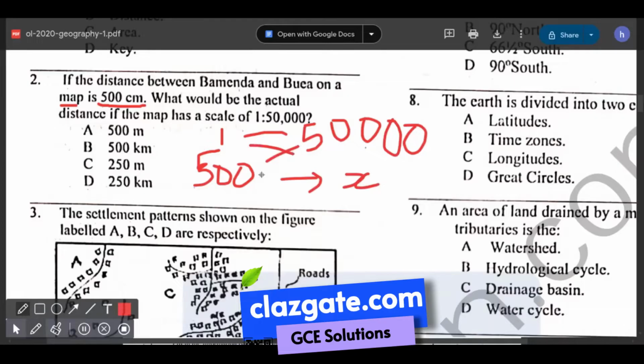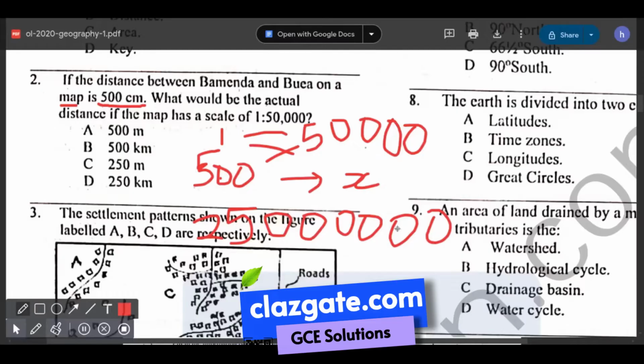We're cross multiplying and we're getting 5 times 5 is 25. 2 zeros. And then 4 more zeros. So that is 6 zeros. Okay, because in total we're supposed to have 6 zeros.